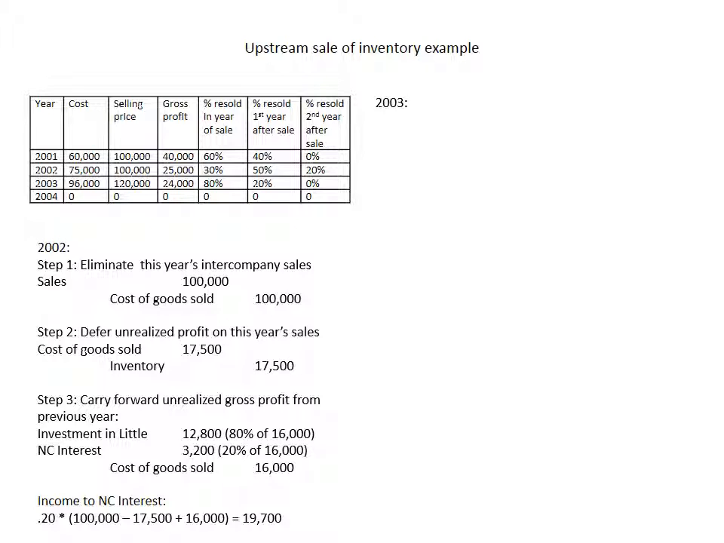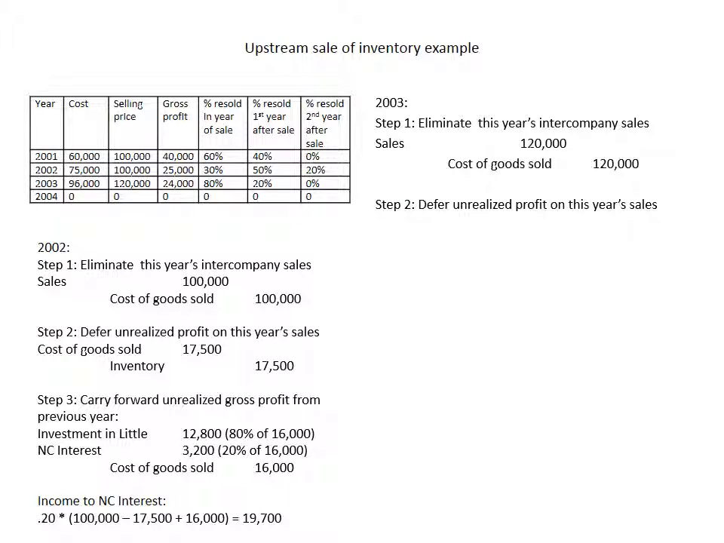In 2003, same drill. We have to eliminate this year's intercompany sales. This year's intercompany sales revenue was $120,000. Step 2, we defer the unrealized profit on this year's sales. And again, in 2003, there's a $24,000 gross profit. 80% of that has been realized because the goods were resold. The final 20% has not yet been realized. So 20% of $24,000 is $4,800. And we're going to defer that $4,800 by increasing cost of goods sold and reducing inventory.